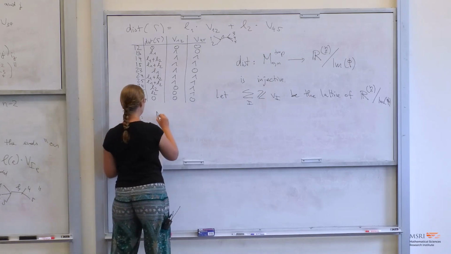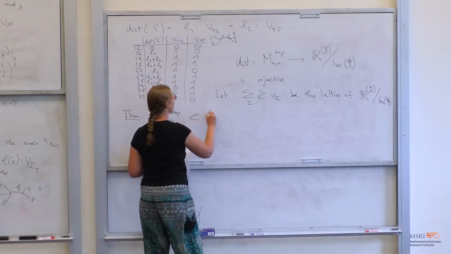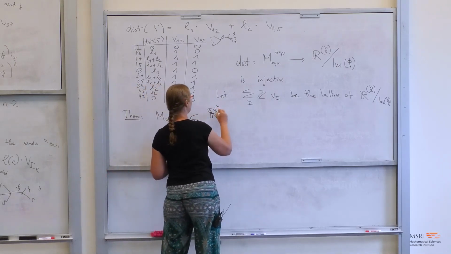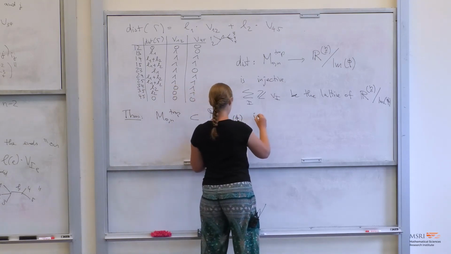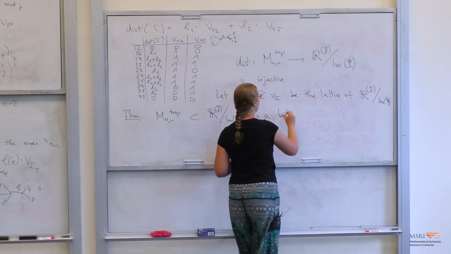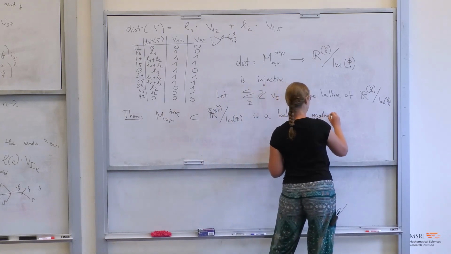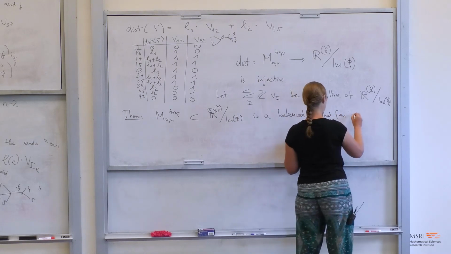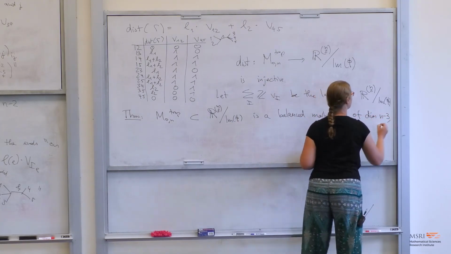Okay, and now we have a theorem that says M0 n-trop, viewed as living inside R to the n choose 2 modulo image of phi, is a balanced marked fan of dimension n minus 3.